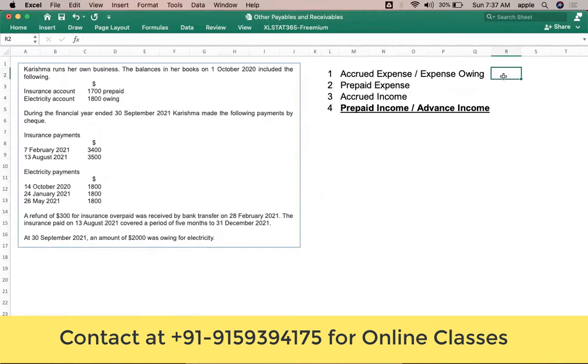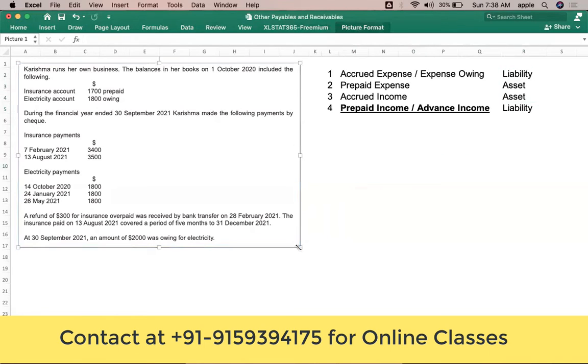Now tell me, is accrued expense an asset or a liability? Liability. Good. Understanding this asset and liability is important. Prepaid expenses are an asset. Accrued income is an asset, because we will be getting money in future. And prepaid income? No, it is a liability, because we owe the money, but we didn't do the work. So we owe that person. We have to complete the work for which we got the money in advance. So we need to understand which is asset and which is liability.